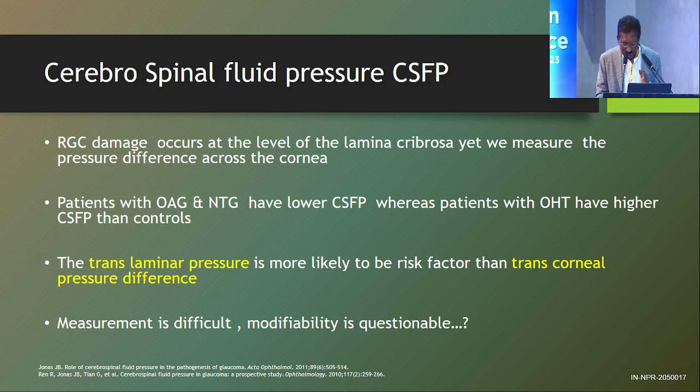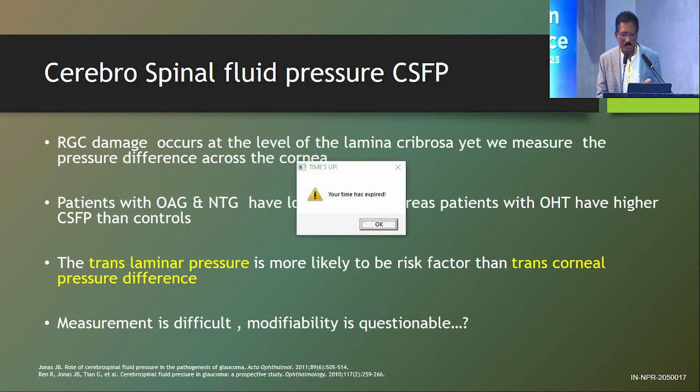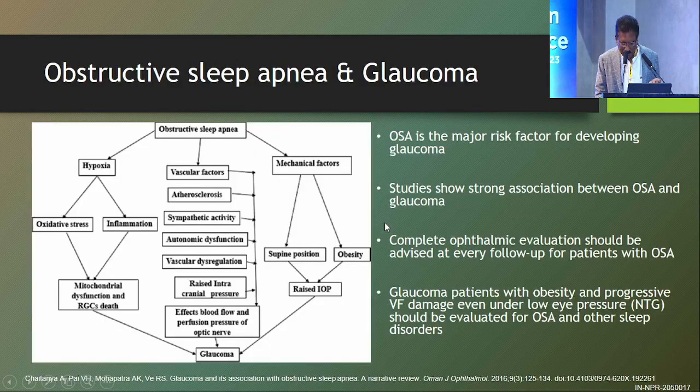So, CSF pressure is also important. The damage occurs at the level of the lamina cribrosa. We are measuring the transcorneal intraocular pressure only, because the movement of the lamina cribrosa, because of the variation in the pressure gradient between the intraocular and the cerebrospinal fluid, will make the damage.